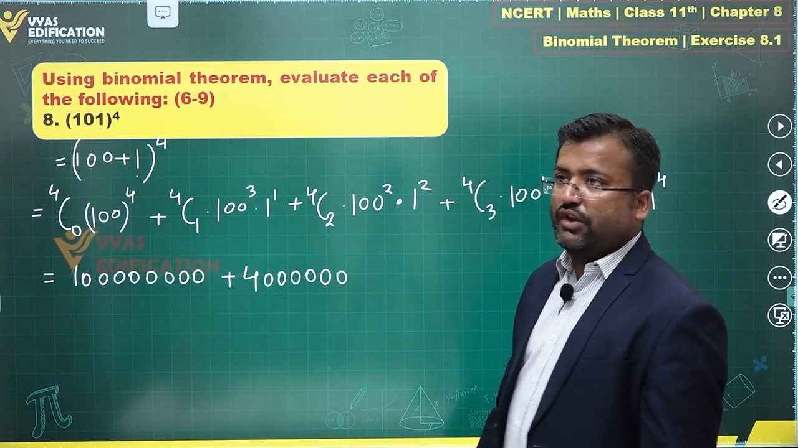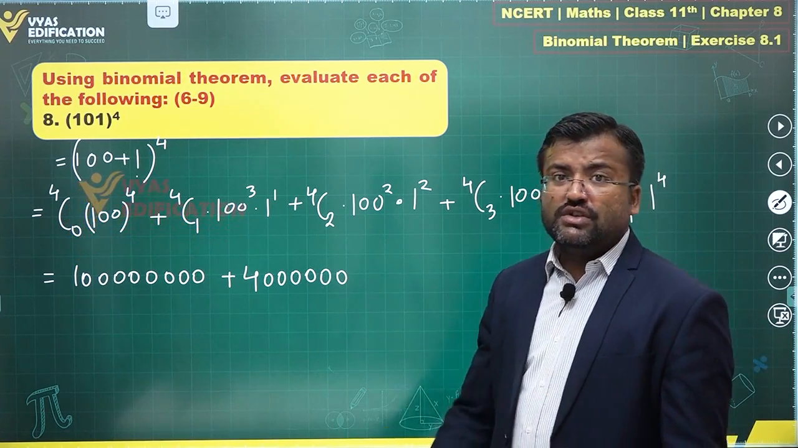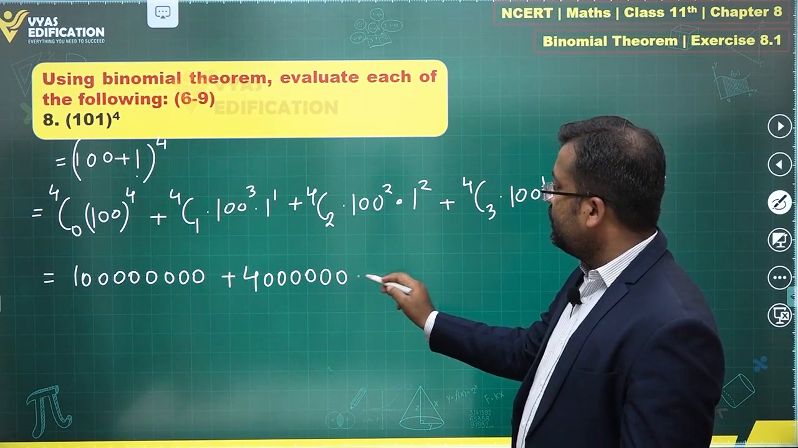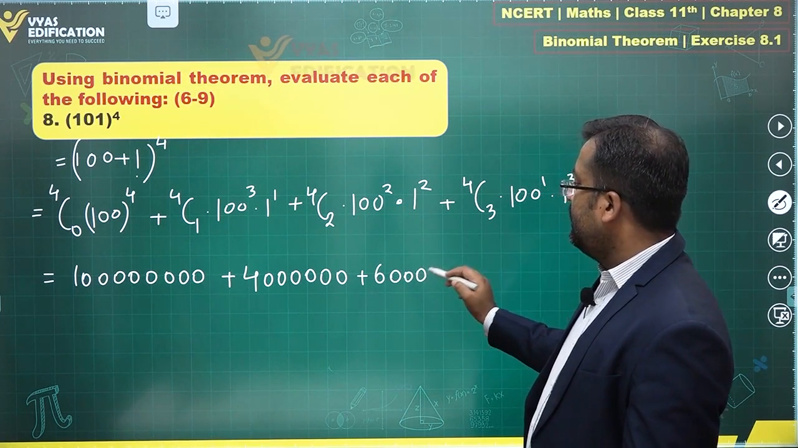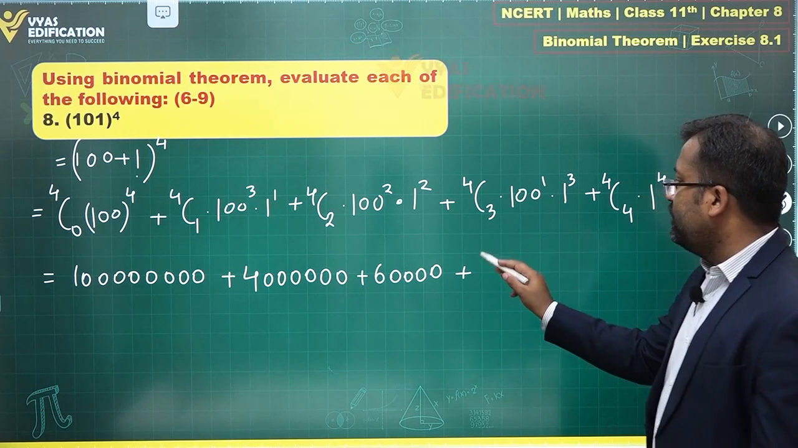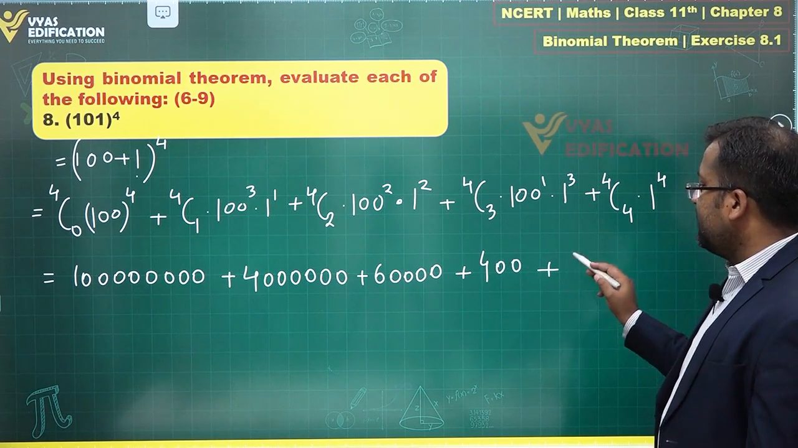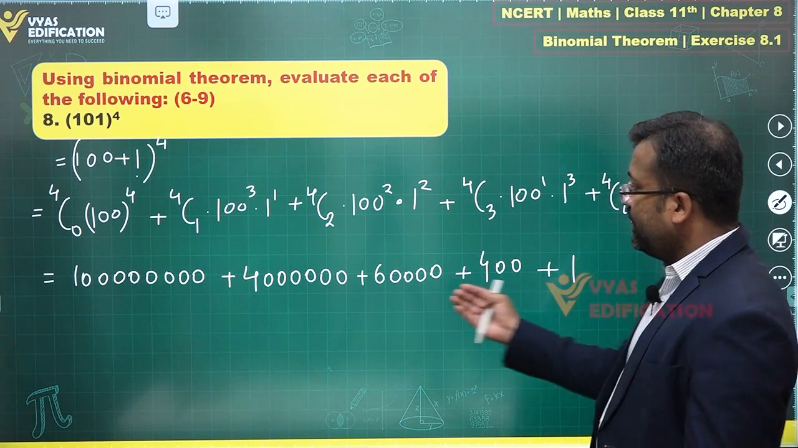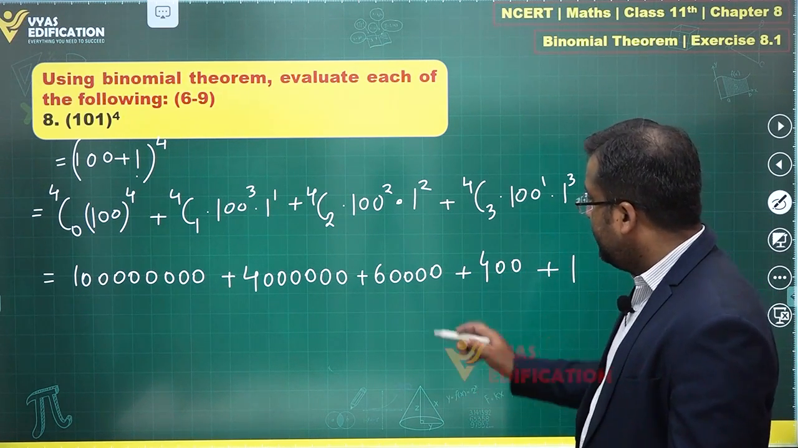6 zeros. This is what you get. What about 4C2? 4C2 is 4 times 3 by 2 times 1, which is 6, followed by 4 zeros. Plus, what do you have? 4C3 is 4 followed by this, and this here is 4C4, which is 1. Right. And let's add them together.